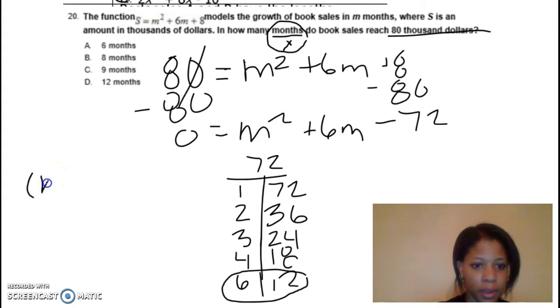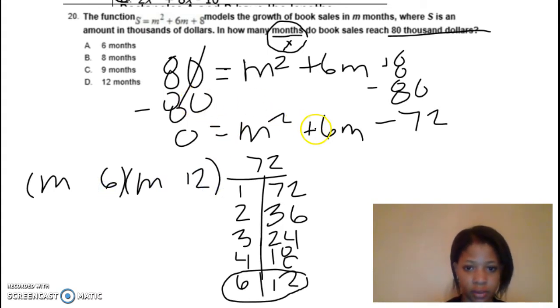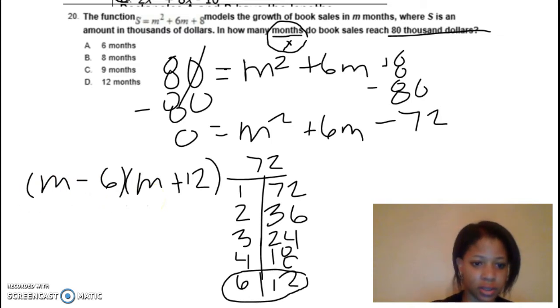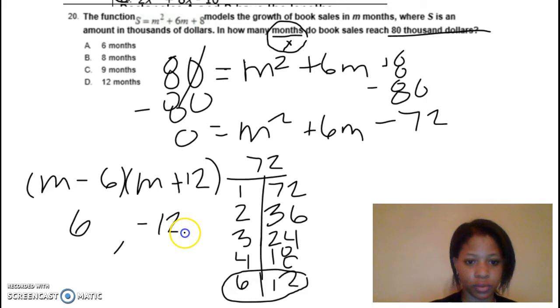So now in my parentheses, I'm putting m in the first spot, my numbers in the second spot, and then my first sign is going to go with my bigger number, so I know this 12 is going to be plus, and a positive times a negative is a negative, so the 6 will be negative. But now I need to flip my signs. So if this is a negative 6, it's going to be positive 6, and if this is a positive 12, it's going to be negative 12.